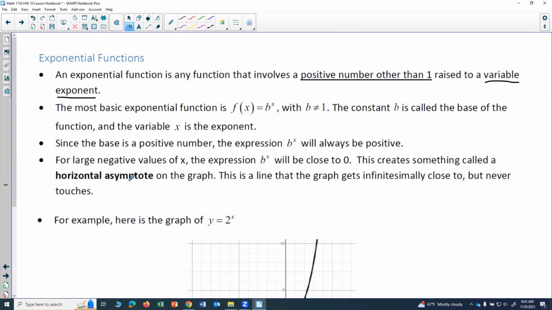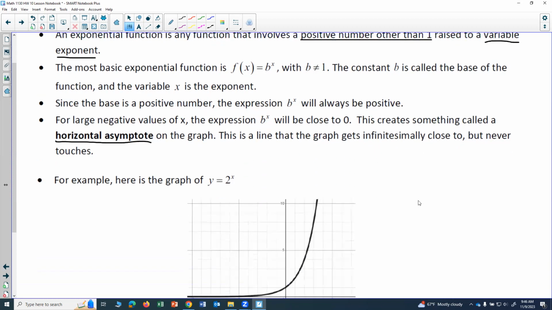For large negative values of x, the expression b to the x will be close to 0. This creates something called a horizontal asymptote on the graph. This is a line that the graph gets infinitesimally close to, but never touches. So that word infinitesimally means very, very close to, but never touches.